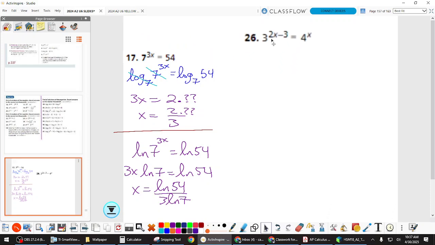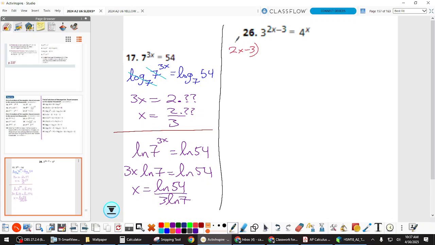So this is like our warm-up, where we have variables on both sides, and we can't get a common base. So I'm going to skip a step, but we'll log or natural log both sides. So I've just pulled the exponents out front already. Okay, and then we get 2x natural log of 3 minus 3 natural log of 3. And then we need to get these x terms together. So I'm going to leave the negative 3 natural log 3 there.